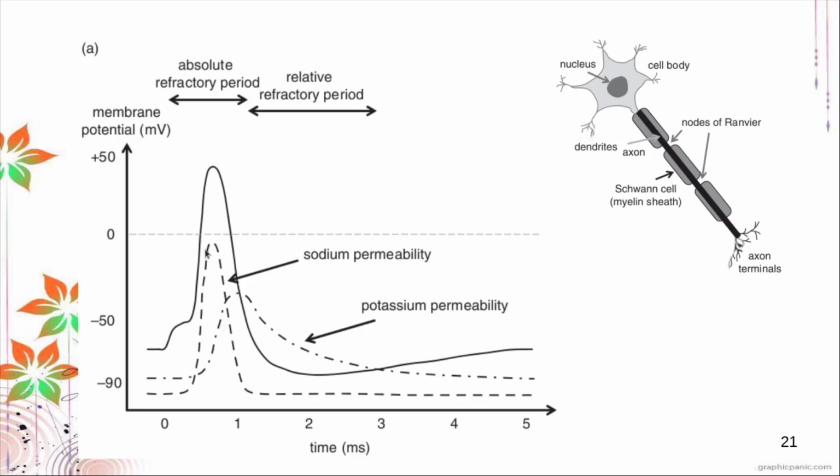So the channel opening will allow the ions to pass through from outside to the inside or inside to the outside to equilibrate the large difference in the concentration outside and inside. So this is your membrane potential.